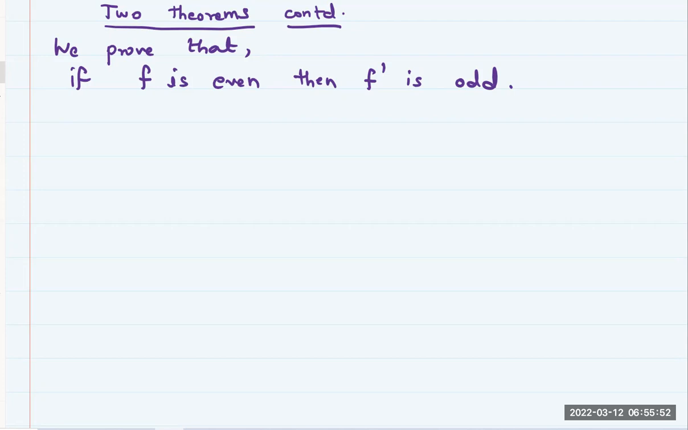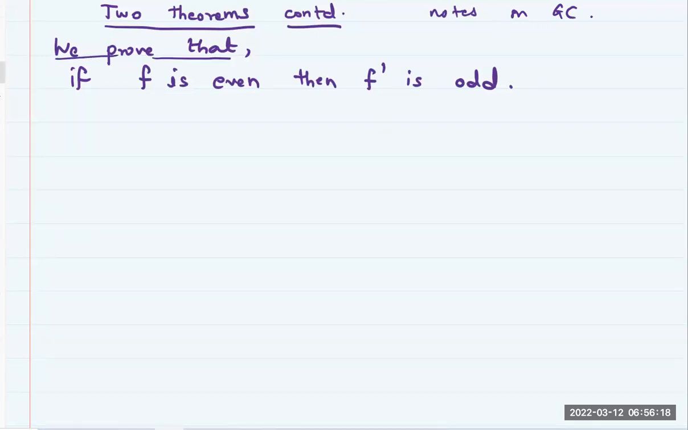I had given two theorems' notes on GC. One theorem was proved over there, and the second part you were supposed to prove and upload on GC, but only one student has done it, nobody else has. So I'm doing that homework part here.